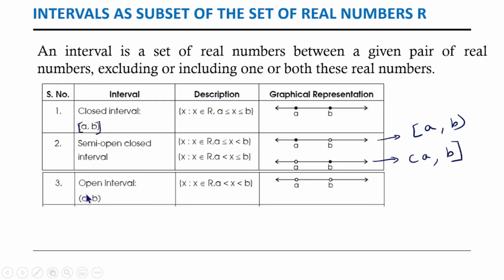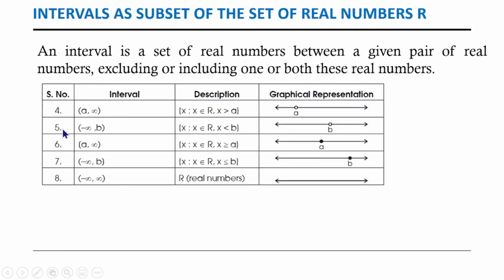The next type of interval is the open interval. So here the open interval A comma B is nothing but the set of all x such that x belongs to R, A less than x less than B. That is, it includes all those points from A to B without including both A and B. So this is represented by the ordinary brackets.